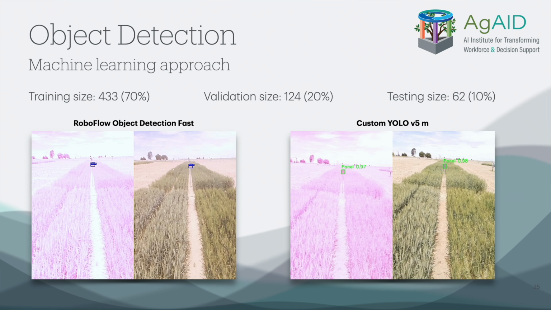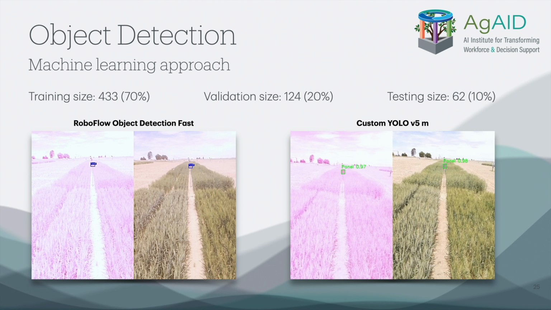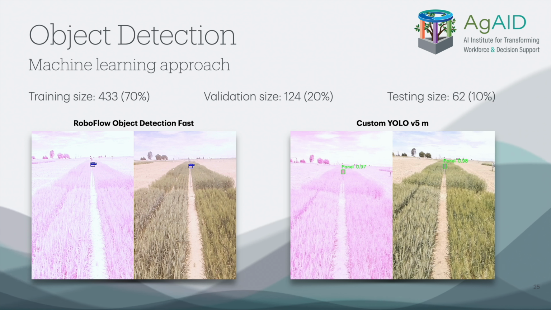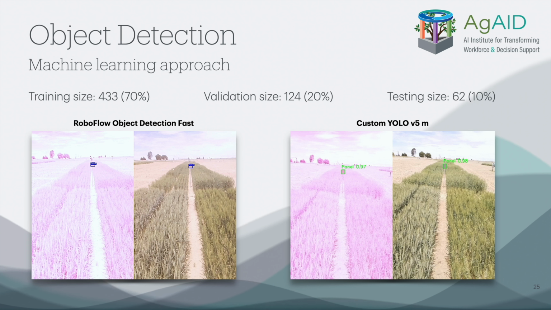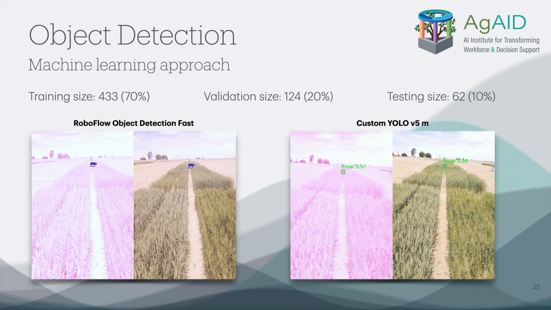The second approach that I took was to use machine learning. I trained two different models for this task. The first is RoboFlow Object Detection Fast, and the second was YOLO V5M. These models outperformed the image processing approach, making image processing obsolete for this problem. On the left is an example of RoboFlow's detection, and on the right is YOLO's detection.